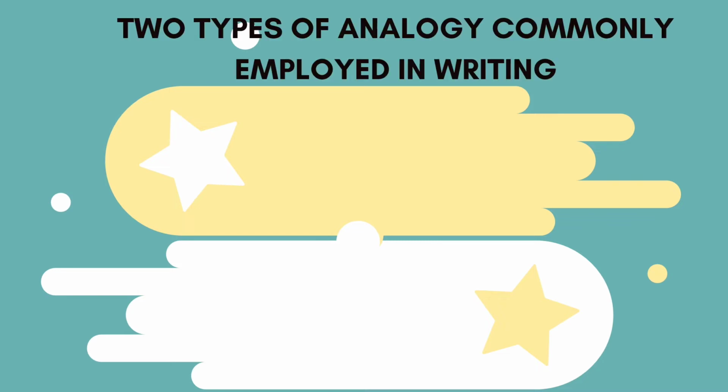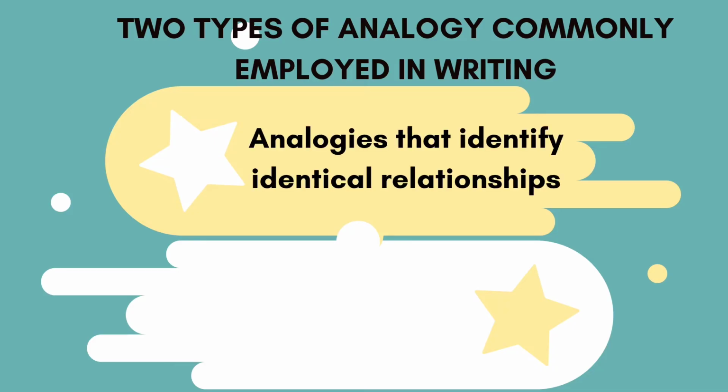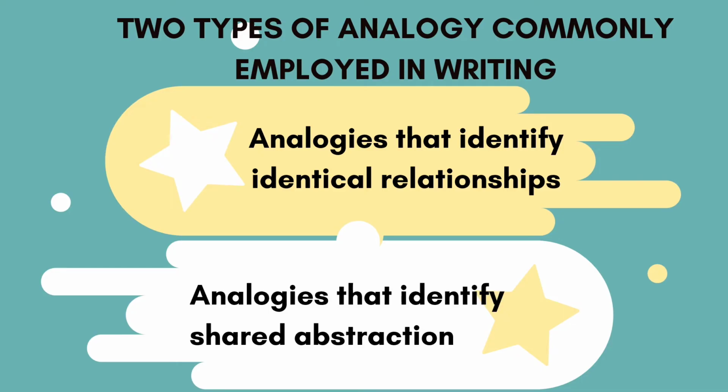Now, let's discuss the two types of analogy commonly employed in writing. These are analogies that identify identical relationships and analogies that identify shared abstraction.